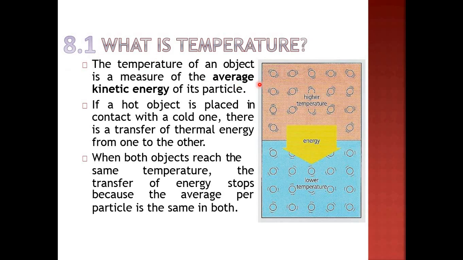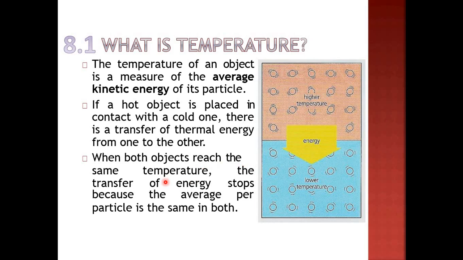They say that the temperature of an object is a measure of the average kinetic energy of its particles. You have a diagram here with two conditions, the higher temperature and the lower temperature. If a hot object is placed in contact with a cold one, in contact, which means they are touching together, there is a transfer of thermal energy from one to the other. Basically you can see that this energy moves to here, from the hotter region to the colder region, from higher to lower temperature.